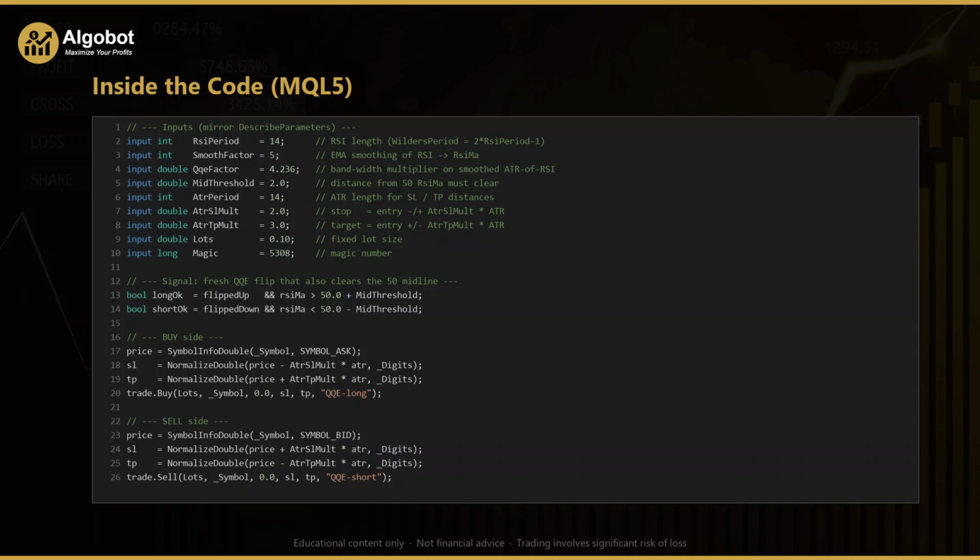The sell side mirrors it exactly. It reads the bid price, places the stop loss above entry at the bid plus ATR-SL multiple times ATR, and the take profit below entry at the bid minus ATR-TP multiple times ATR. Then it calls trade.sell. Each order carries a comment tag so you can identify it in your history. That's the entire decision, cleanly expressed in a handful of lines.